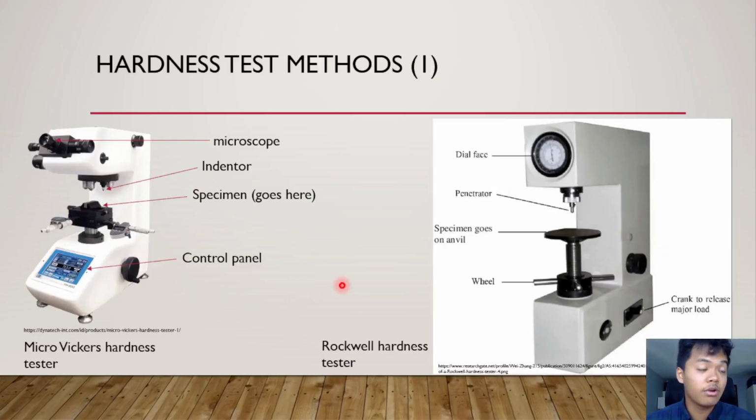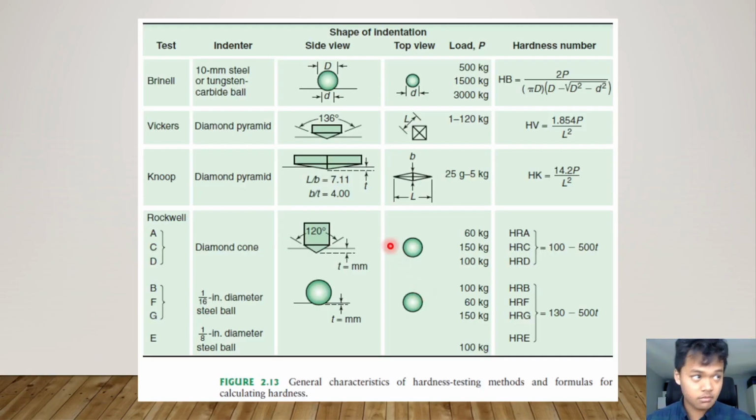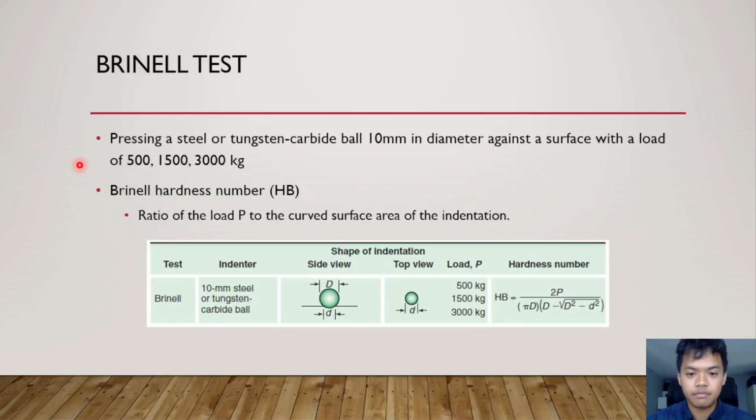The reference material gave us 4 examples of hardness test devices. First, we got the micro Vickers hardness tester, then the Rockwell hardness tester, then the durometer, and last but not least, the Leeb tester. So here are the 4 examples given in the reference material, and I'll explain them one by one.